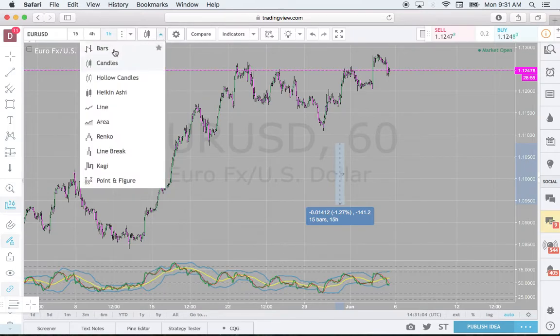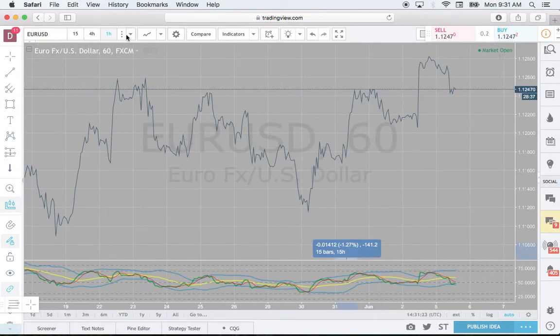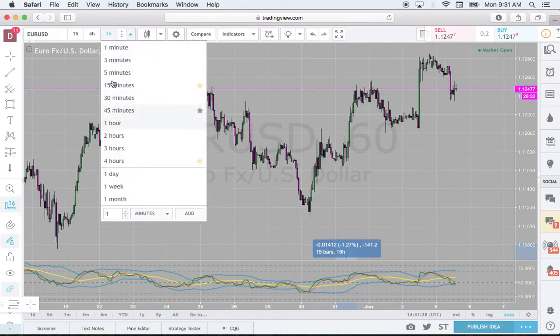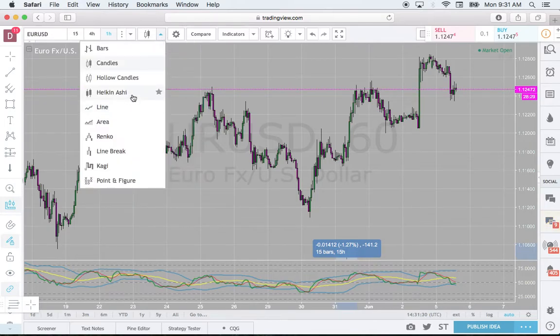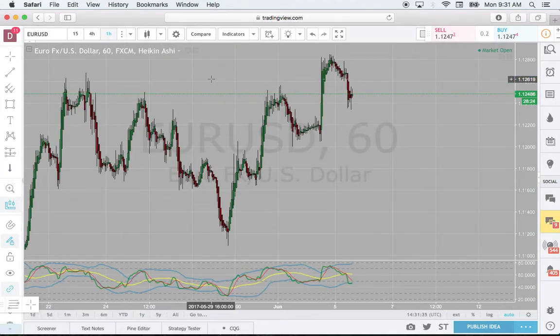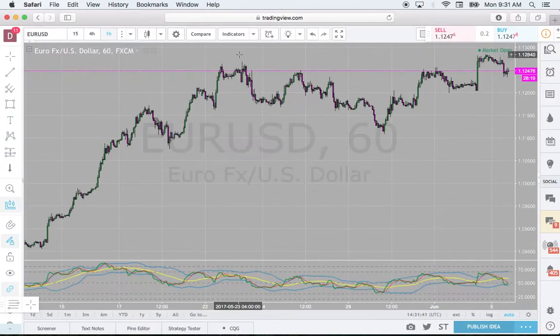Next is the different types of candles, how you like to configure your chart. I know some people like to use lines, which is almost the same thing. I prefer the candles. There's also the Heiken Ashi. There's a lot of different crazy types. But we're going to be focusing on just the candles for right now.